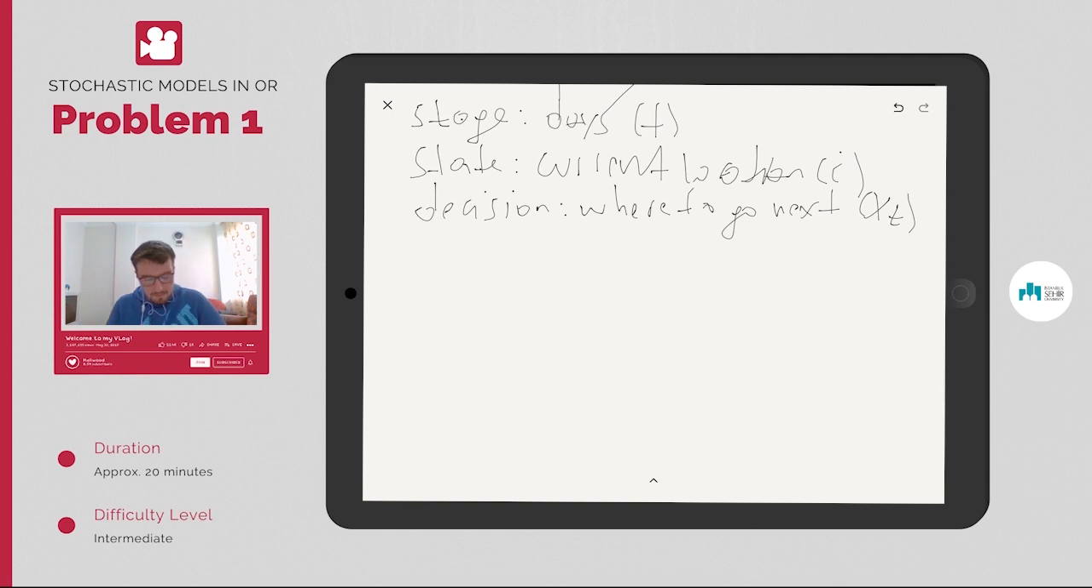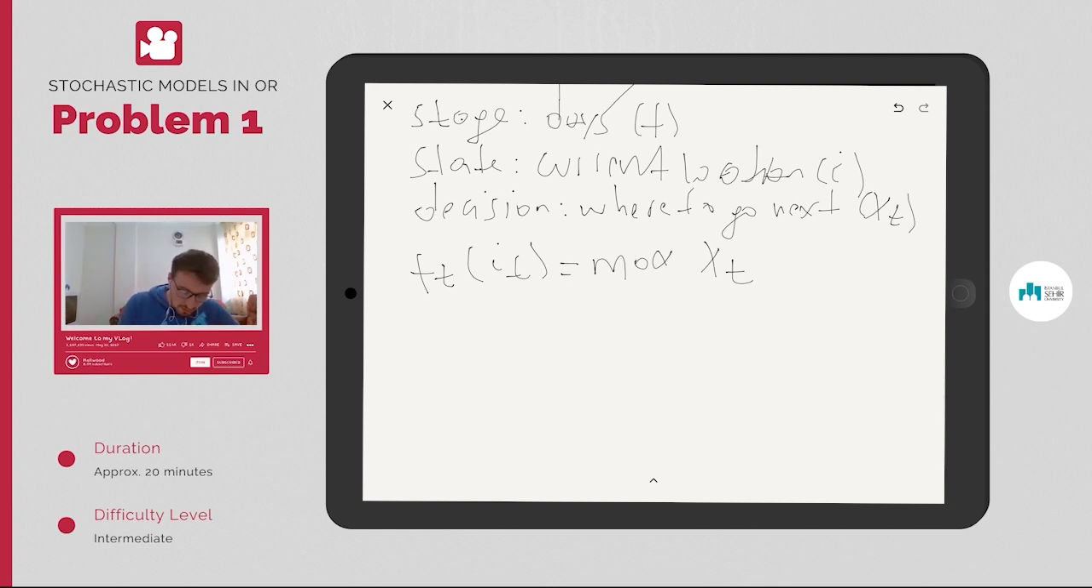Let's call this an I. Last but not least, it is also important to determine our objective function. So FT is our stage, IT is our state, and we are trying to maximize the problem. What are we trying to maximize? We're trying to maximize our decision. Okay, having said all of this, now we can start solving our problem.